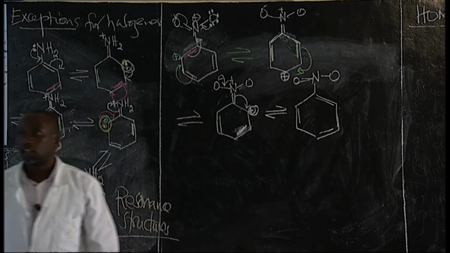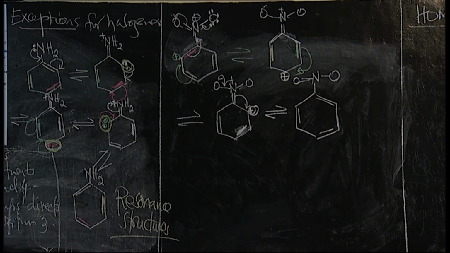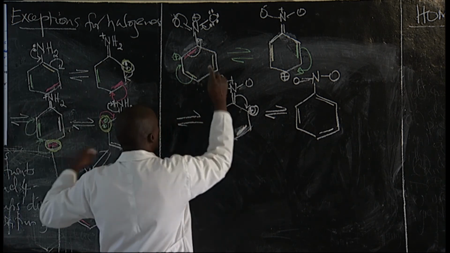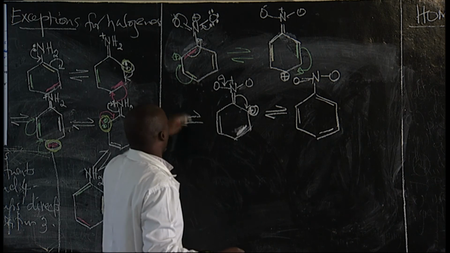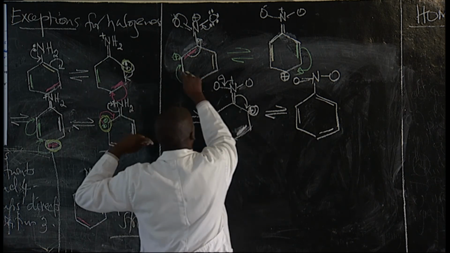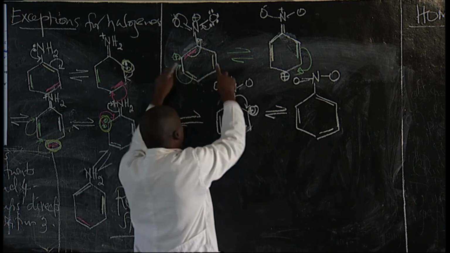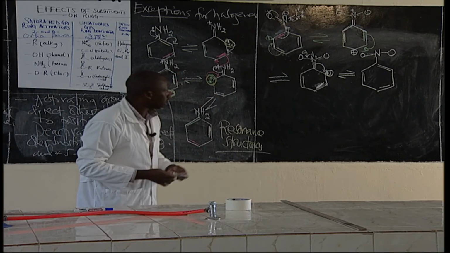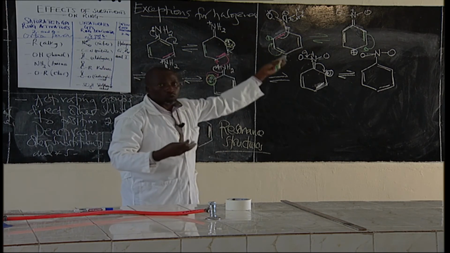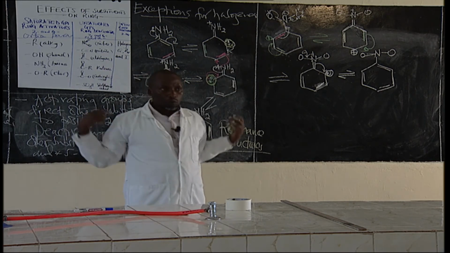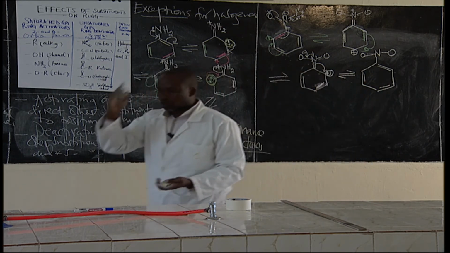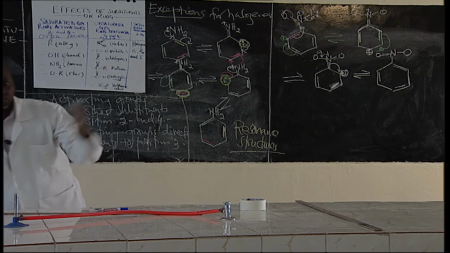What does that mean? Those positions cannot be attacked by the electrophiles. So electrophiles only have to attack other positions. This is position number 3 and position number 4. This is position number 3 and number 5. Those are meta positions. So that is the resonance structure of the nitro group, which is deactivating, removing the electrons within the ring.